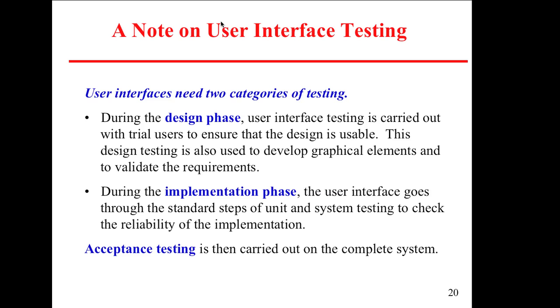And during the implementation phase, you go back through the standard steps of unit and system testing to check the reliability of the implementation. So during implementation, can we use these features? Do the features work? You're killing a couple birds with one stone. You're finding the features, and you're making sure they work. Acceptance testing is carried out on the complete system as well. Test the user interface mostly. So can the user understand it?